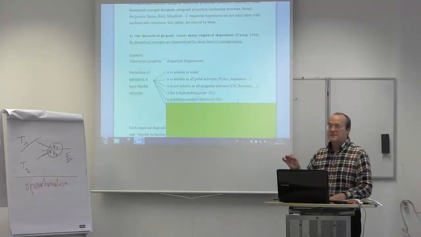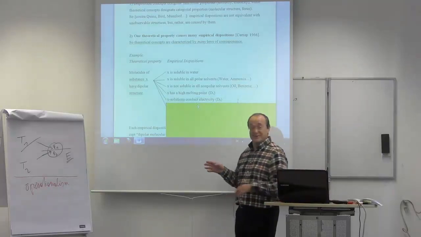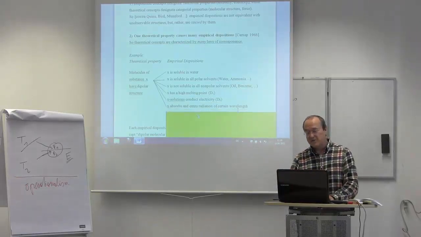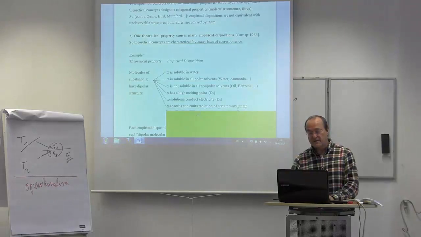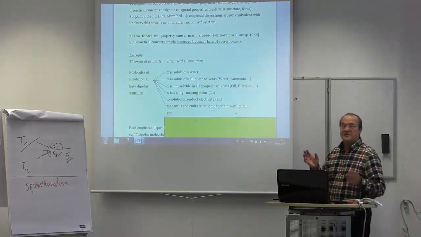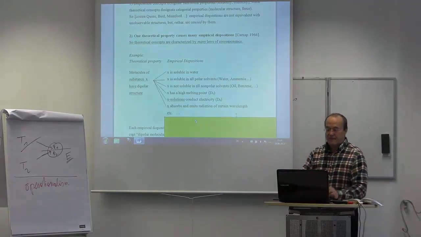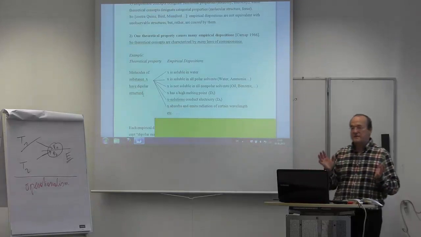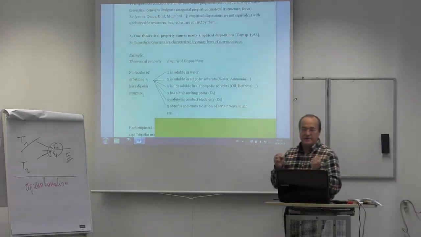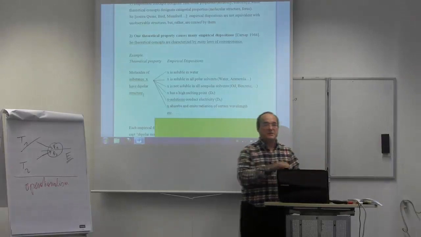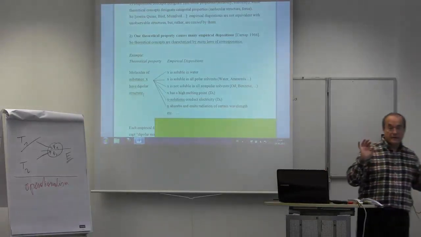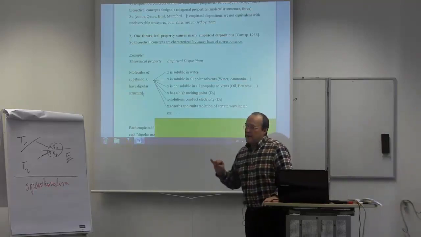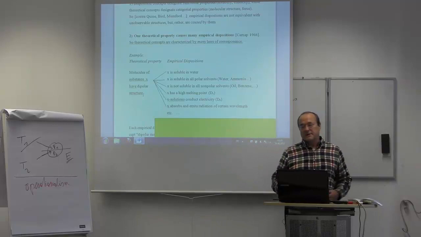The solutions of this substance will conduct electricity in electrolysis, right? And so on. It will absorb and emit radiation of a certain wavelength. So all these empirical dispositions go together. This is the situation: a theoretical property causes many empirical dispositions. That is the crucial difference between a theoretical property, and a theoretical concept designating such a property, and an empirical disposition concept.